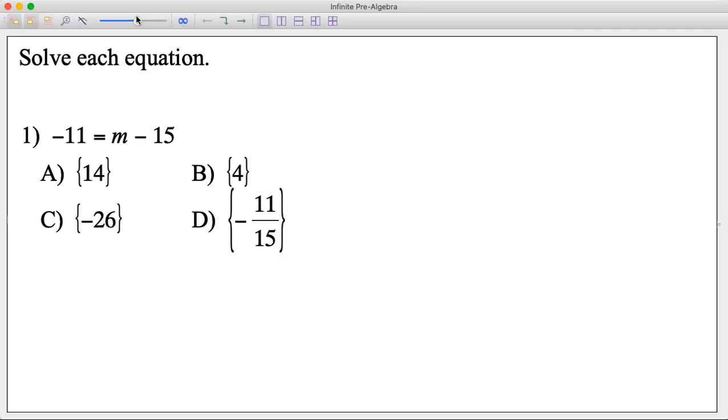So step number one, is the variable by itself? If the answer is yes, you're done. If the answer is no, then you say, what is attached to the variable? Well, 15 is attached. How is it attached? It's subtraction. How do you get rid of subtraction? Well, what's the inverse of subtraction? So what are you going to add to both sides of the equation? Okay, so we are going to add 15 to both sides of the equation in order to solve it.